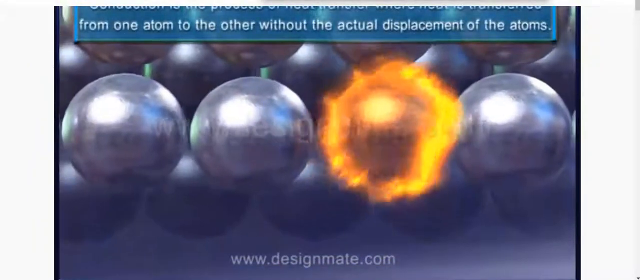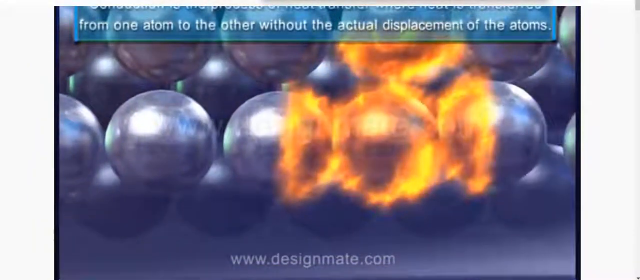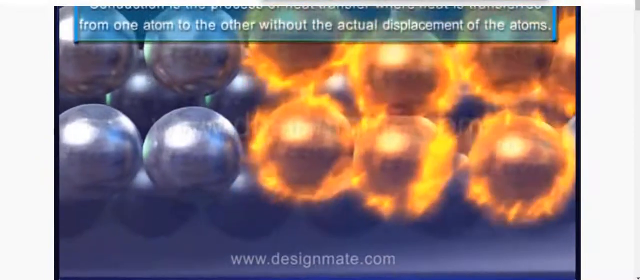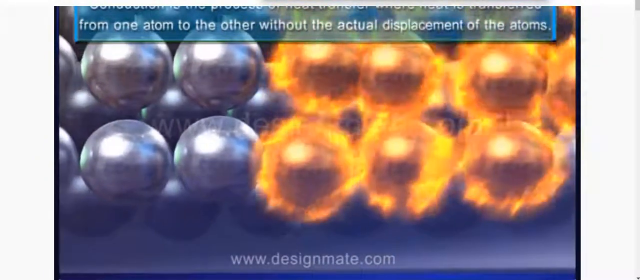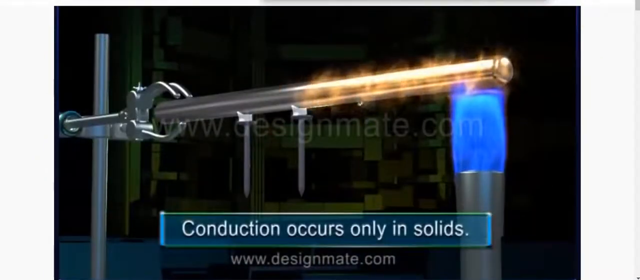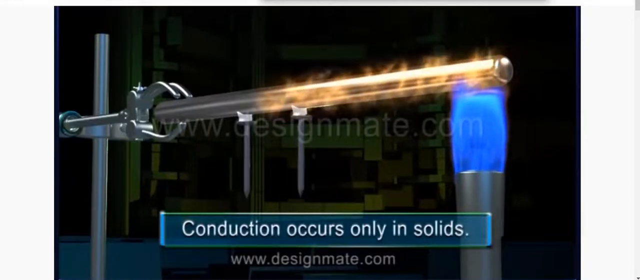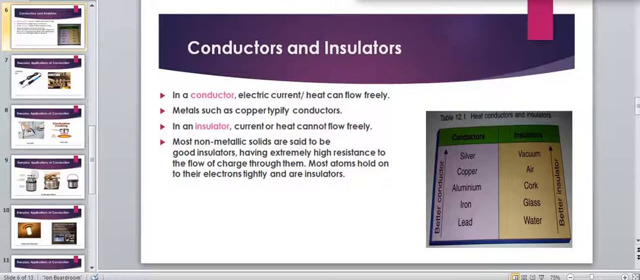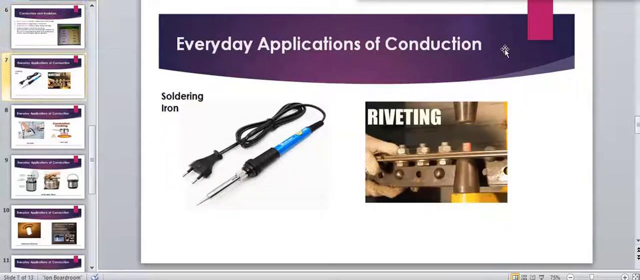Conduction is the process of heat transfer, where heat is transferred from one atom to the other without the actual displacement of the atoms. Conduction occurs mostly in solids. So I hope students, your concepts about the conduction way of transferring heat from one object to another are now clear. Let's move on to the next topic, that is everyday application of conduction.